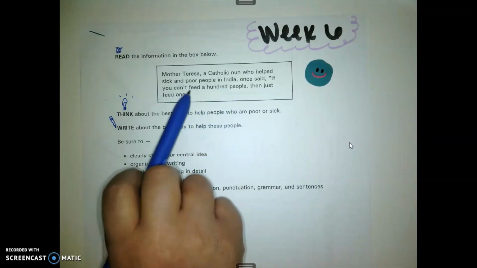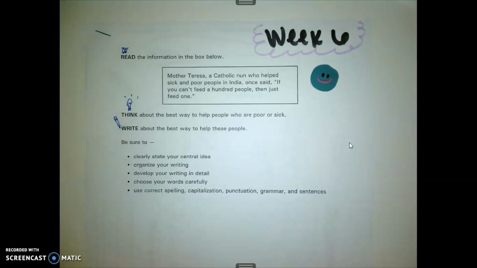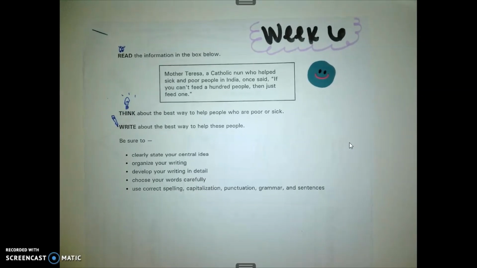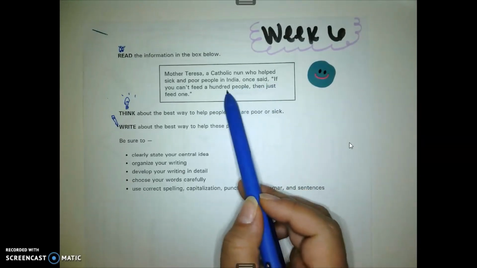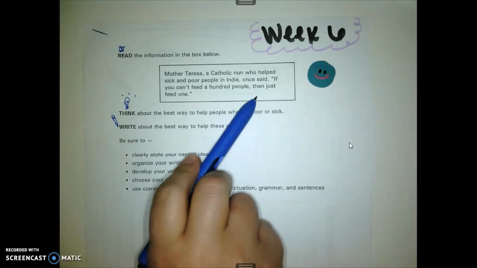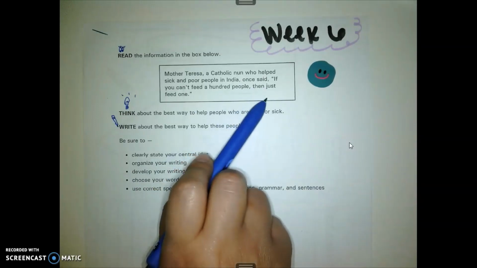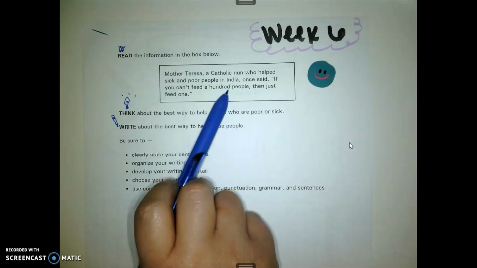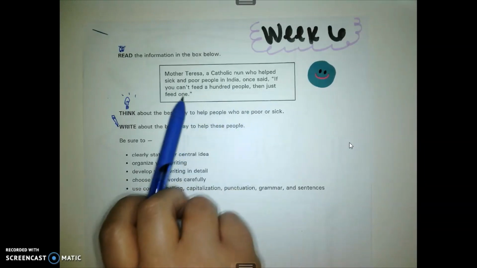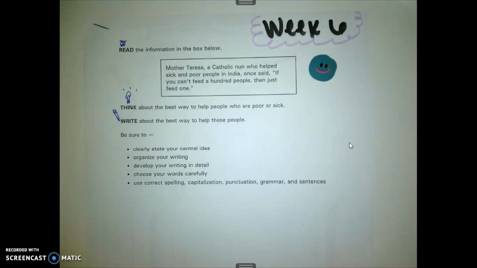So this quote here means like, if there's a lot of people that need help, a lot of people that need assistance, and you know that you can't help all of them, the least you can do is help one. Even if you just help one person, you're still helping someone. So that's what this quote means. Maybe you can't feed 100 people, but you can certainly feed at least just one, right?